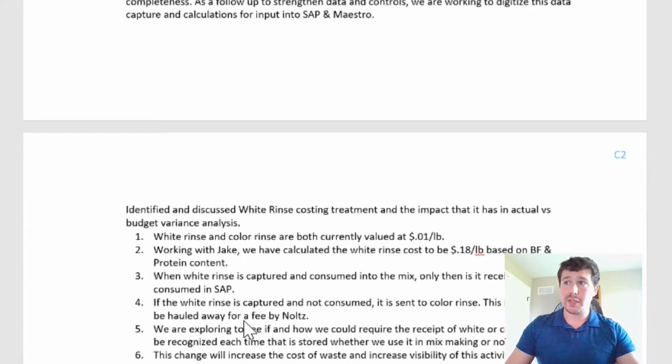In some of these paragraphs and bullet points, I explain the problem. I explain what we did. I explain not just start and finish. I put the story together.